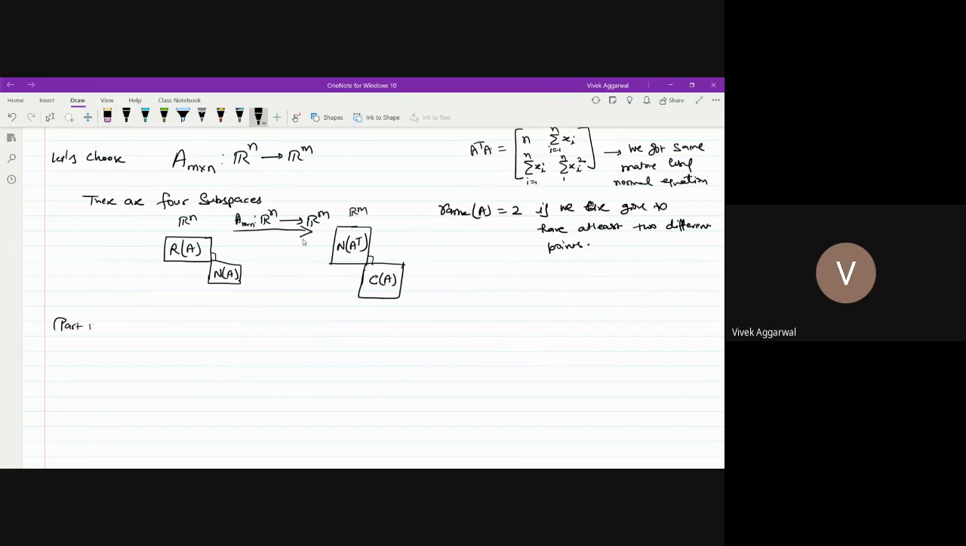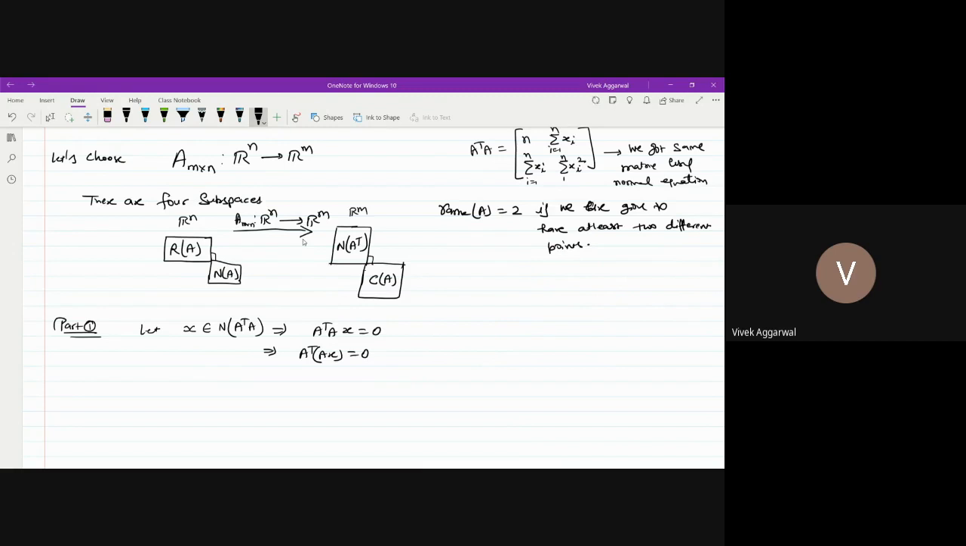So part 1, let me choose an element x that belongs to the null space of A transpose A. If I choose an element x that belongs to the null space of A transpose A, which implies that A transpose A x is going to be 0. And this one I can write as A transpose A x = 0.